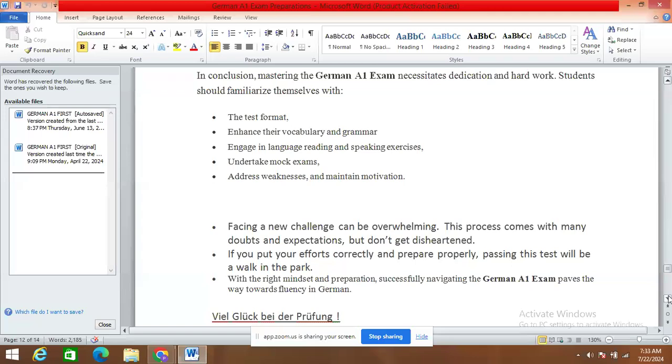See, we are not used to this format, as not everybody has German as their mother tongue. No, it's a new concept. It can be slightly challenging in the beginning, but it is not that tough. It is a very easy level. A1 is a very easy level. It just needs your efforts, your correct and proper preparation, and then you can easily pass your test.